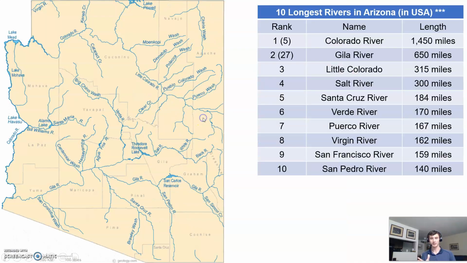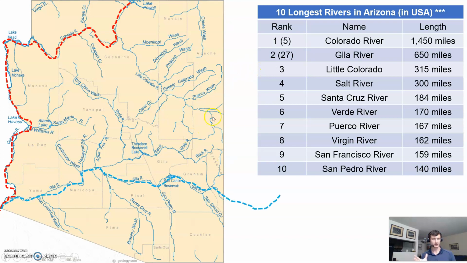So this gives us an overview of all of our rivers in Arizona. Keep in mind that all of these, one way or another, find their way to the Colorado River. And I've included here a list of our 10 longest rivers in Arizona. The numbers in parentheses are where they would be for the United States. It can help sometimes just to get a visual: Colorado River, Gila River, Salt River, Santa Cruz River, Verde River, Puerco River, Virgin River, San Francisco River, and San Pedro River, finally.